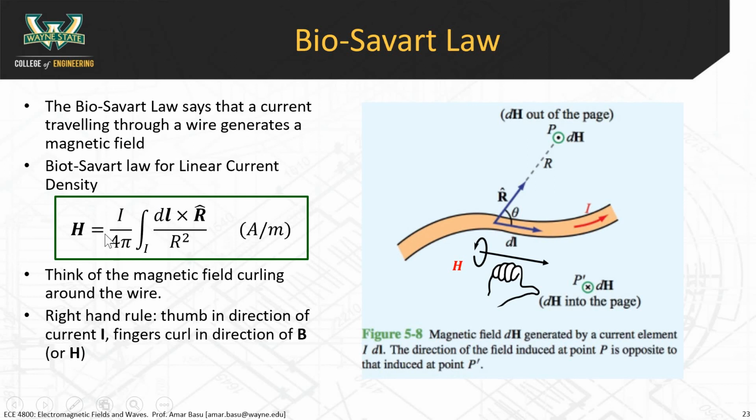Now, we're not going to derive exactly where this r squared term came from, where the dl cross r came from, and where the I over 4 pi came from. We're not deriving the Biot-Savart law. I'm just going to teach you how to use it for solving problems.